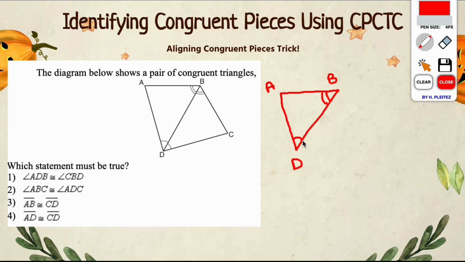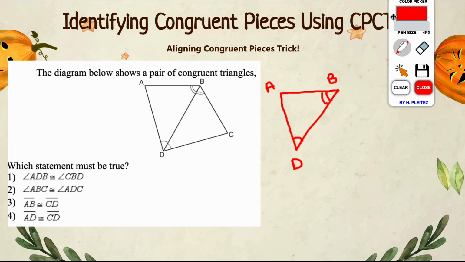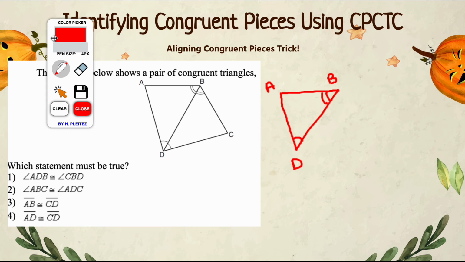And then, so this is a little bit different, right? So in this case, we don't have letters given to us, like it doesn't state the names of the triangles. So we have to use a slightly different method here. So in this method, we're going to try to line up the congruent angles, right?